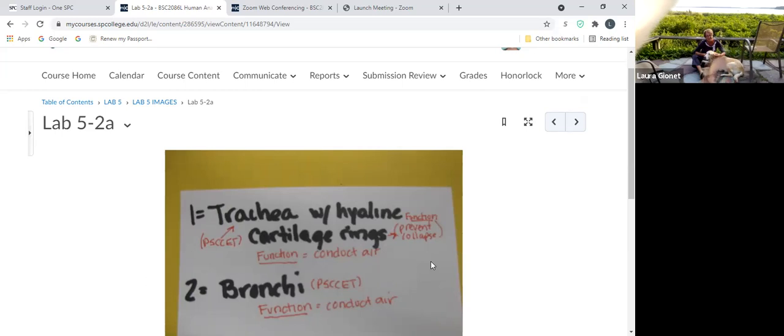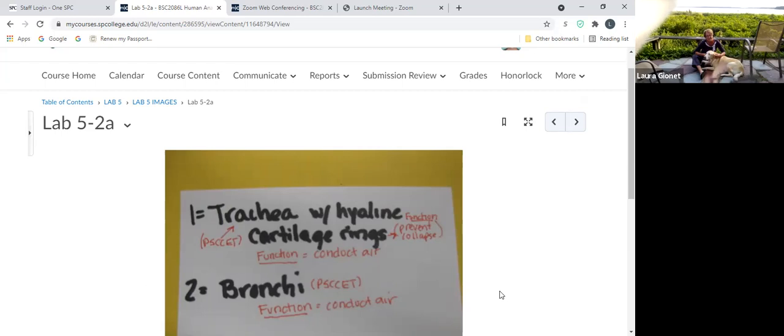And again, I would just keep repeating to yourself, as if you were looking at a histological slide of the trachea, what would I find in the mucosa and its function, the submucosa and its function, the hyaline cartilage and its function, and the adventitia, which is your connective tissue, and its function. And then we have the bronchi. The bronchi transport the air from where the trachea bifurcates at the carina. Now it goes out into the lungs.